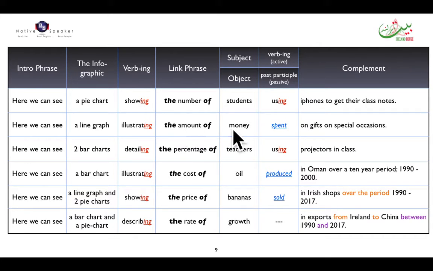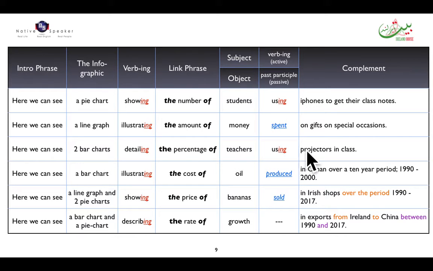The amount of money, so amount of is used with uncountable nouns like money, and then we'll use a passive structure. So we're going to use the past participle. That's the third form of the verb. Remember, all verbs have 4 forms. So the verb form of spend is spend, spent, spent, spending. So we need the third form, the past participle. Why? Well, money doesn't jump out of your wallet, run down the street and spend itself. So that's why this is passive.